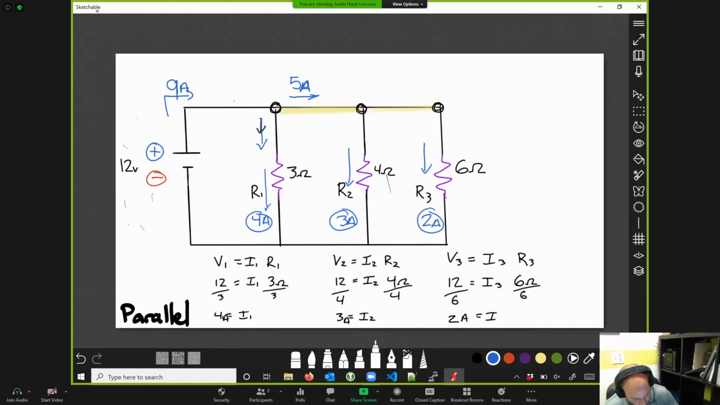We also know that in this section right here going across R2, 3 amps of current are pushing past this section. Well, if we were to take 3 from the 5 that we have left going down this path, that means at this point, 2 amps of current are left.